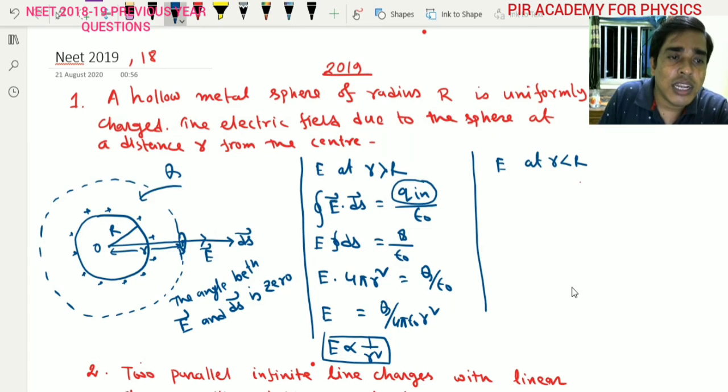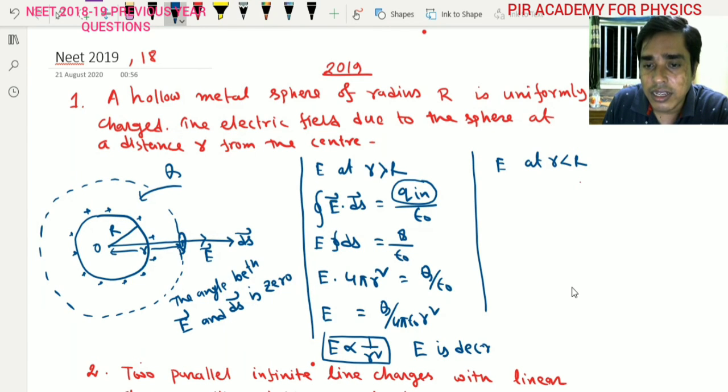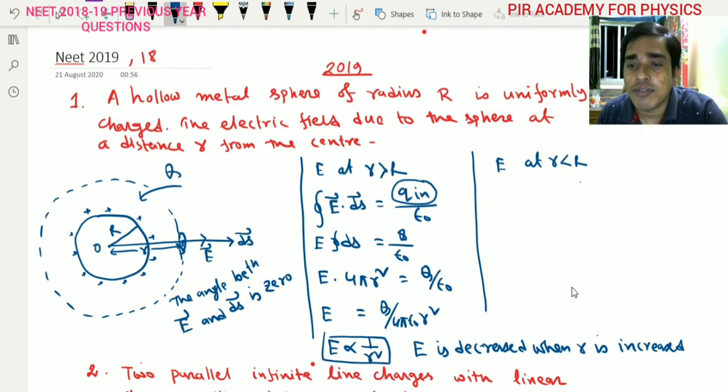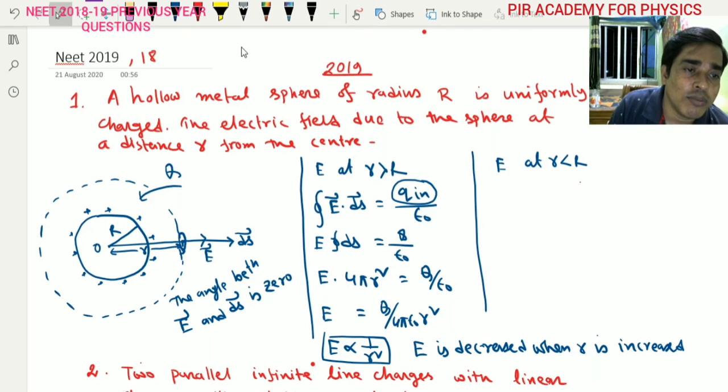So outside this hollow sphere, the electric field decreases when r increases. So when r is increased, the electric field decreases. Now you have to find the electric field inside this hollow sphere. Suppose this is a point P inside this hollow sphere. So you have to draw a Gaussian surface.